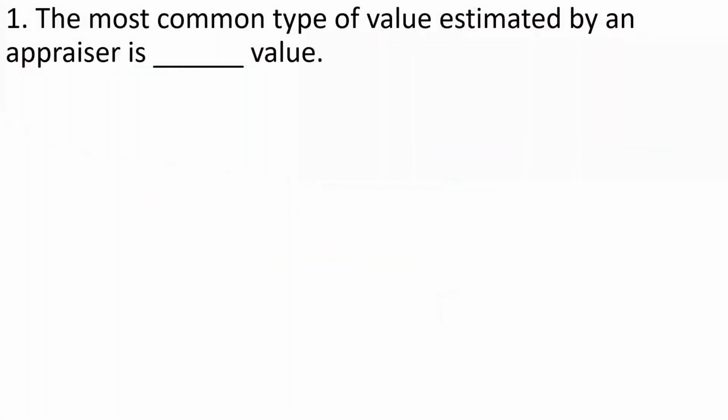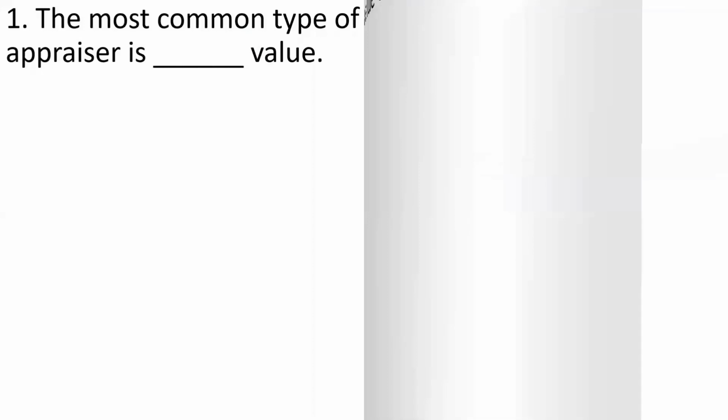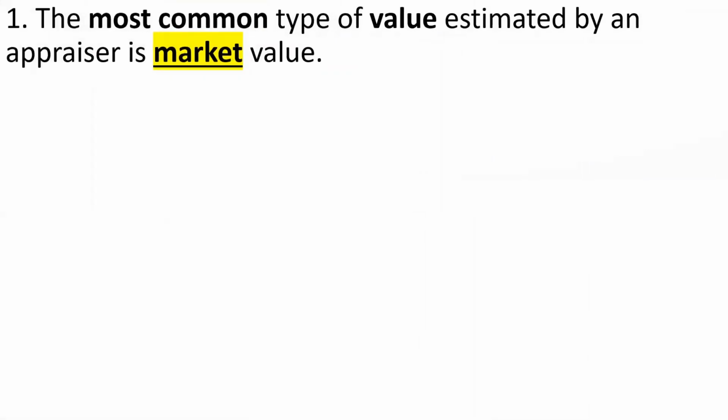Number one, the most common type of value estimated by an appraiser is blank value. Well, that would be market value. Market value is what an appraiser typically will evaluate in appraising a property, let's say for sale. So obviously the most common reason a person would hire an appraiser is to determine the market value. As you can see, the bolded letters are basically giving you the cue to the answer.